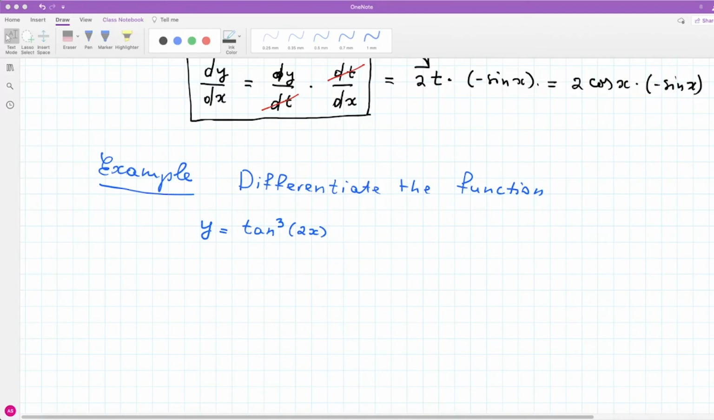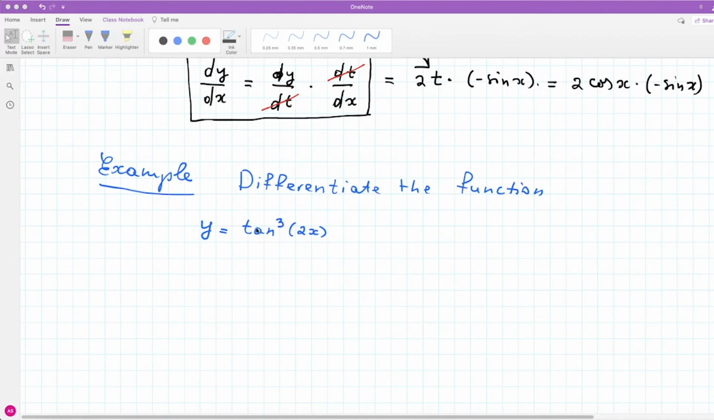Let us finish by looking at another example where we need to differentiate the function y equals tangent cubed of 2x. This is a more complicated example of using the chain rule because we will see that to differentiate this function we will have to use the chain rule twice. Begin by clarifying a little bit what this function is.